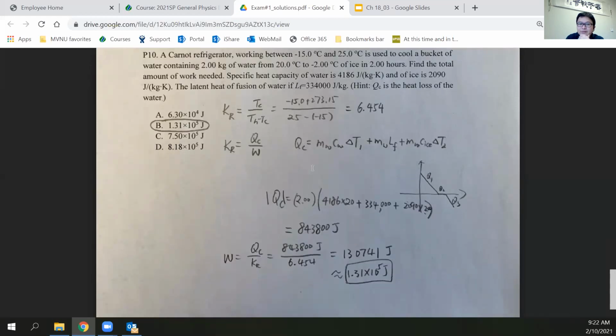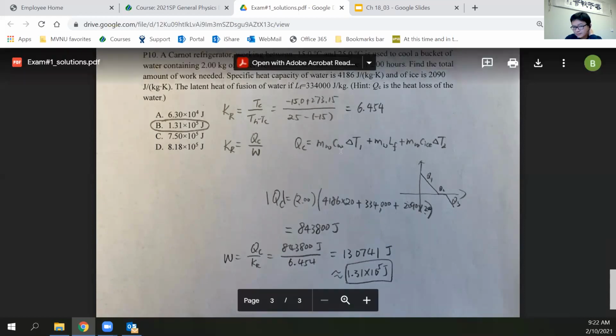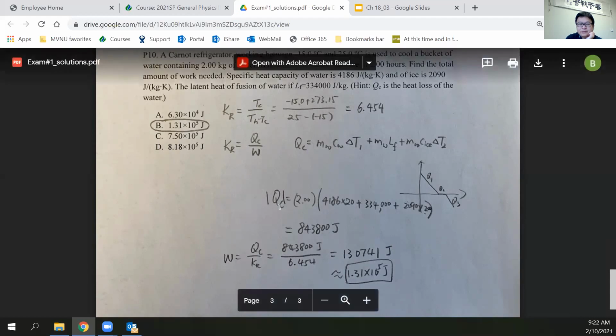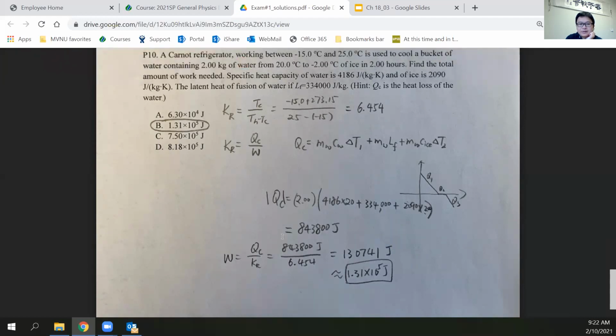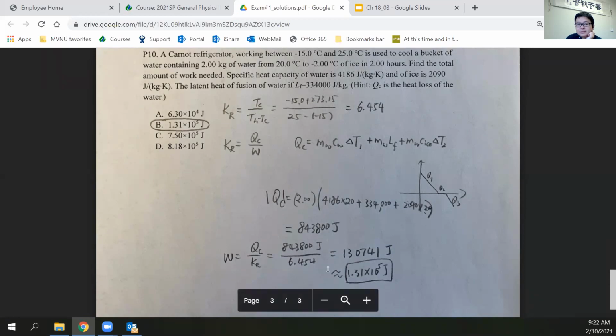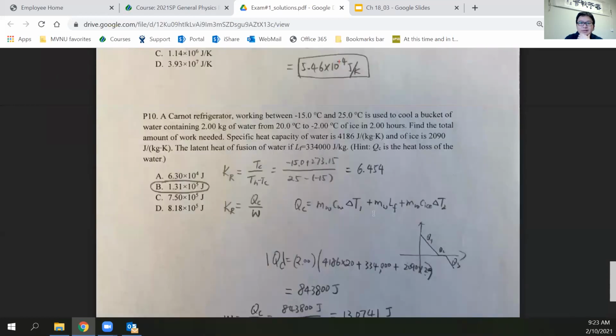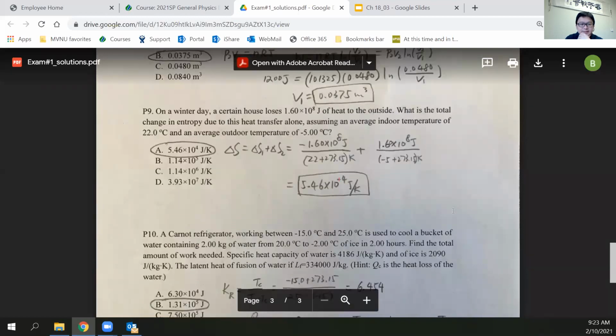You'll take absolute values, because when you calculate QC using this equation, it will be negative, but you just want to know how much heat is lost, so you take the absolute value. Once you have that, you can calculate the work using this equation: work equals QC over KR. All right. Questions you guys might have on the solutions?